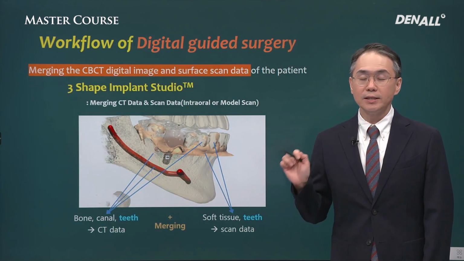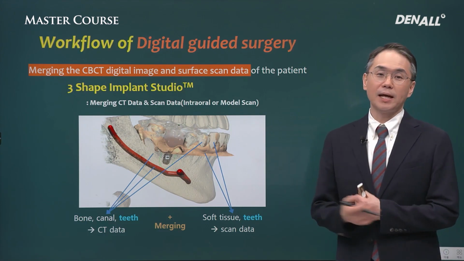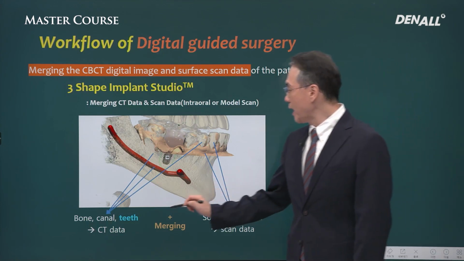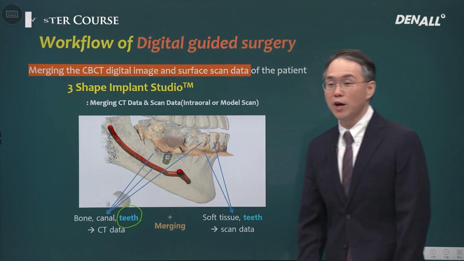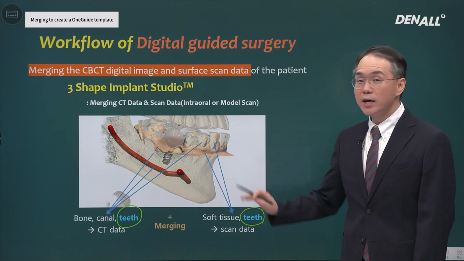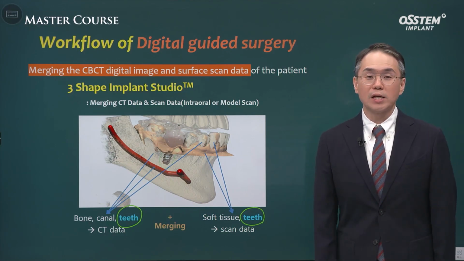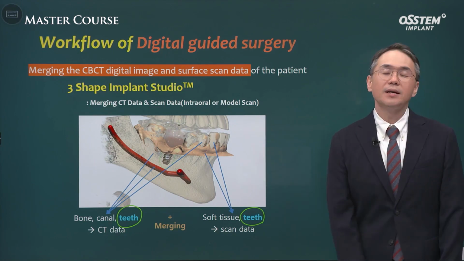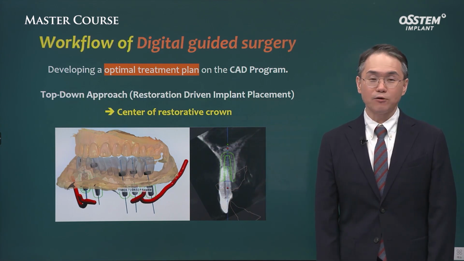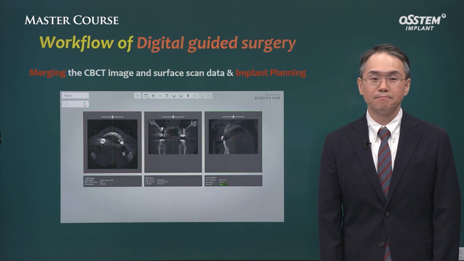In order to fabricate Osstem's OneGuide, you need to utilize 3Shape's Implant Studio. This is a high-quality, fancy interface program. If you take a look, CT data shows the tooth contour accurately, and be it intraoral scanning or model scanning, you can see the contour of the tooth accurately as well. That is the common ground. By doing a superimposition on the tooth, surface scan data is combined and prosthodontic design is done, and following that, the implant placement position is determined.